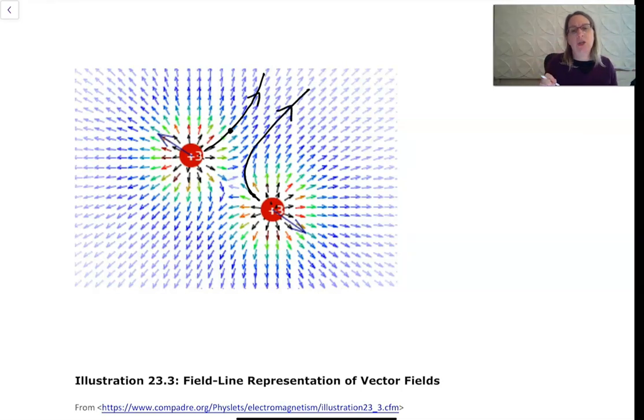This is not the direction that a charge would move, right? Because once something starts moving, it doesn't have to follow the field lines, okay?